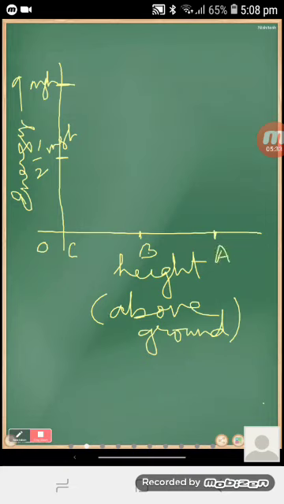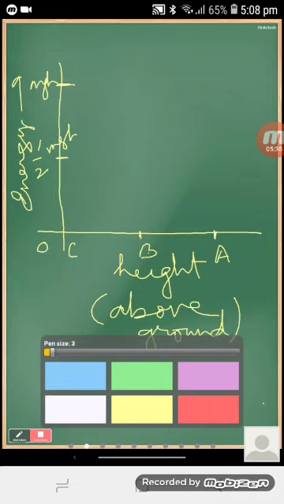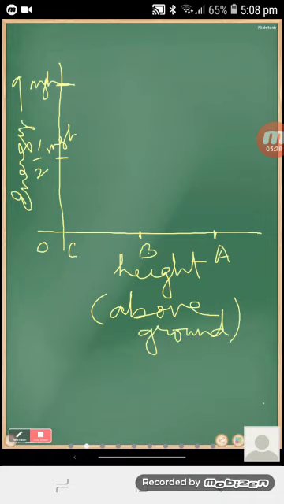Now, if I consider the potential energy, the potential energy increases as the height increases. So from the ground, as we move to height, this will be considered as h by 2, and this will be considered as h. So as you increase the height, you will find that the potential energy is going to increase.